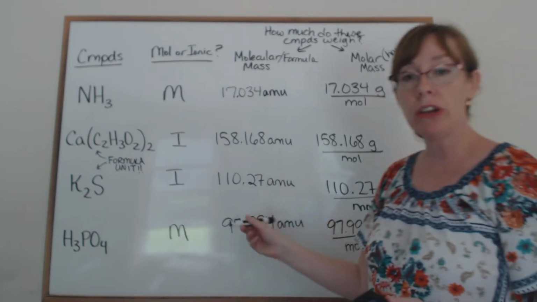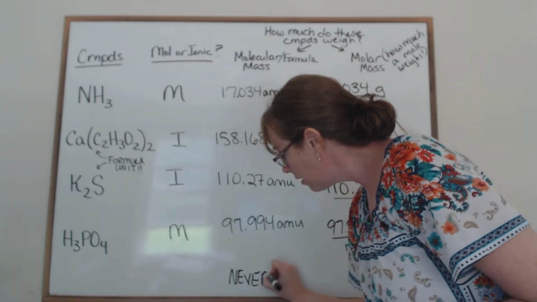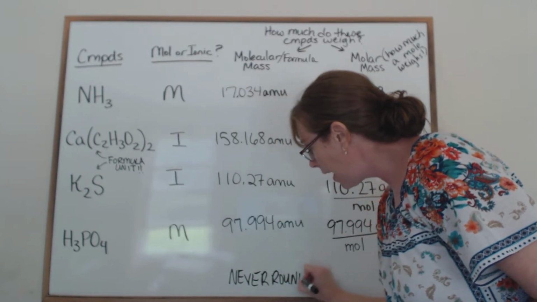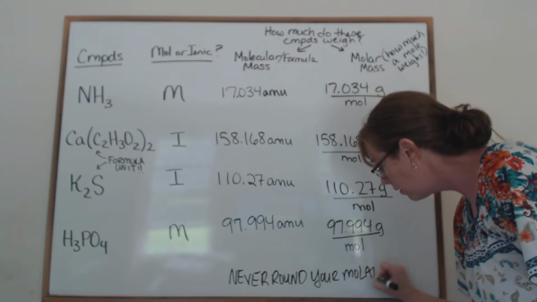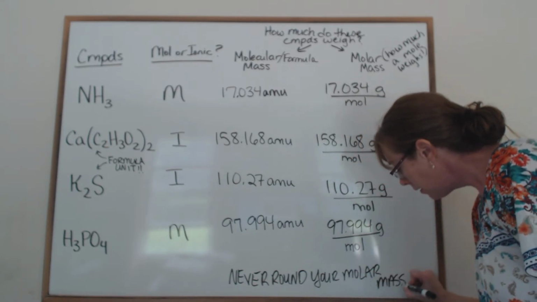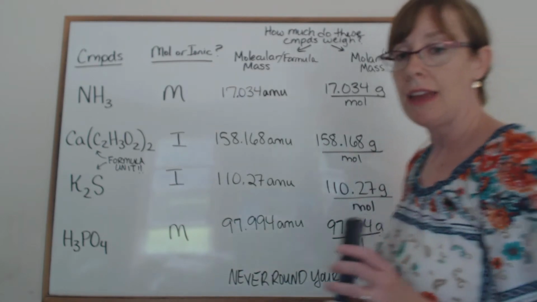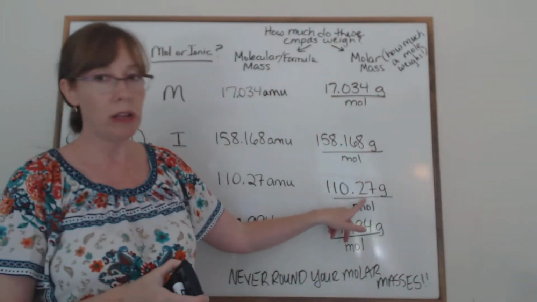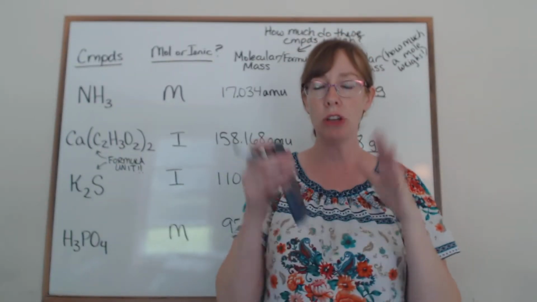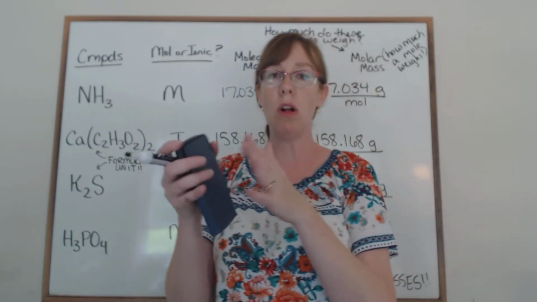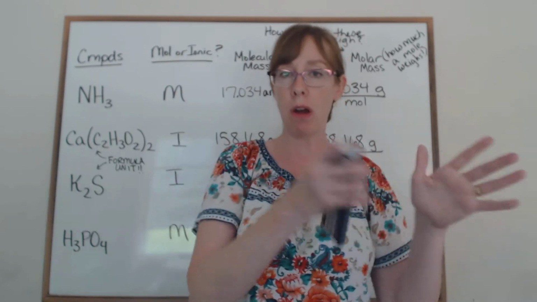Okay, one thing I want you to notice is that with your molar masses, I don't want you to round these. Never round your molar masses. You'll notice that I wrote down everything that my calculator gave me. I didn't just round it to 0.3 or 0.2 or whatever. And the reason is because molar mass is almost never your end goal. It's almost always an intermediate step on a larger question or a bigger problem.